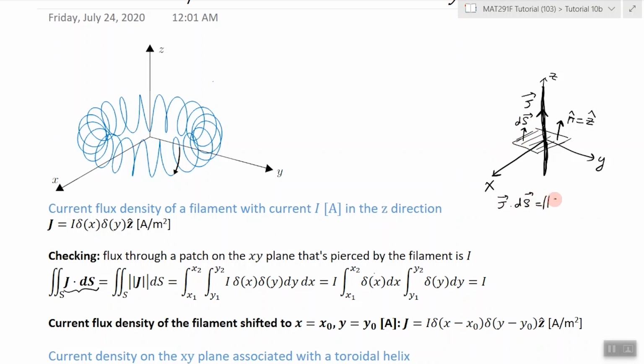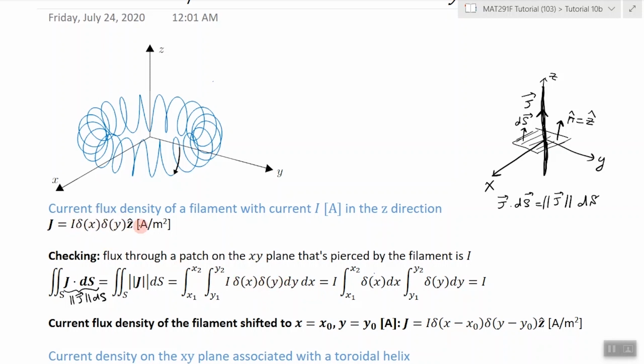It's magnitude of J, magnitude of ds, which makes it a differential surface element, and then cosine of the angle between the two vectors. And since the two vectors are directed in the same way, we have the cosine equal to 1. So we're left with this. That's what I wrote here. So this is magnitude of J ds. Next, I'm integrating this over dy dx. This is the magnitude of this current density.